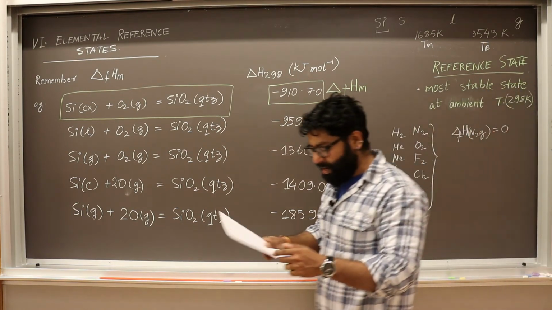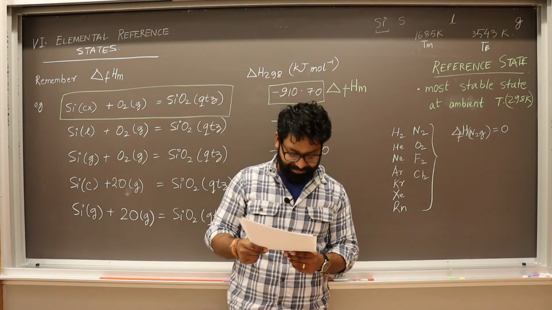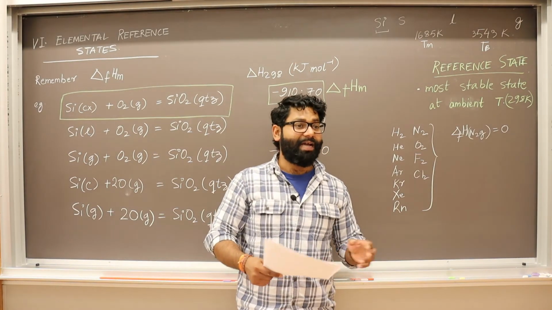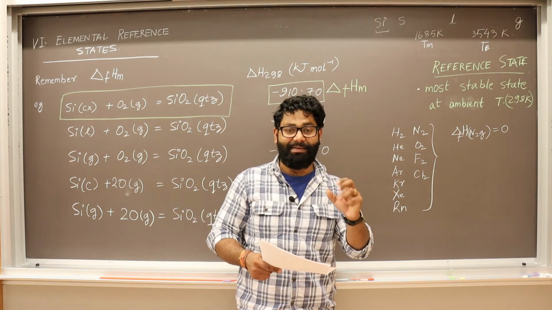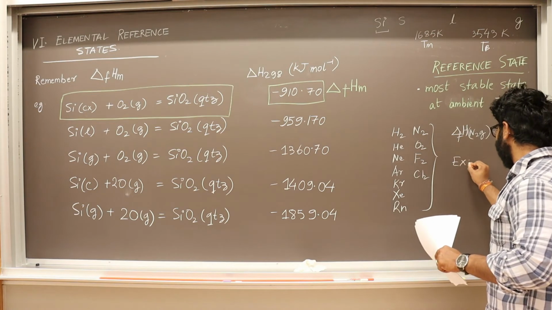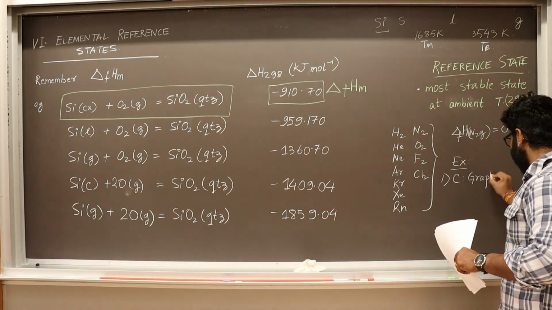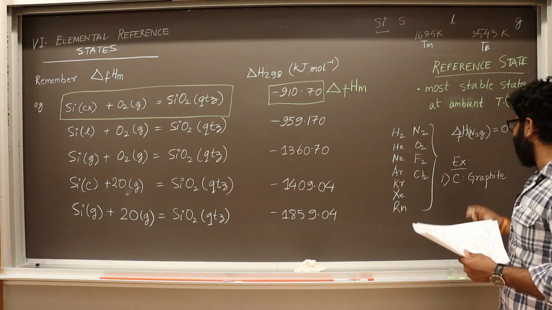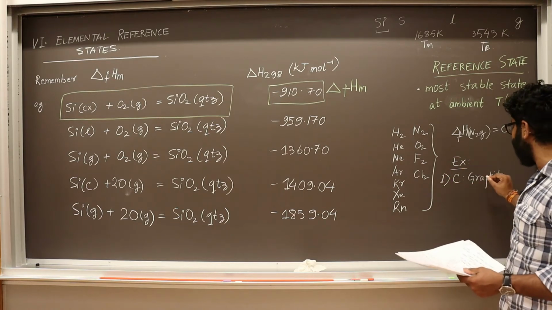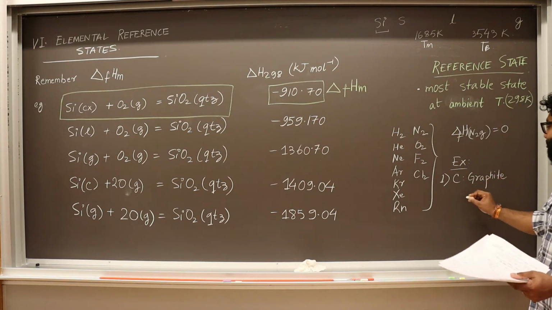Now, there are some exceptions to this most stable thing. The notable exceptions are, there are 4 exceptions. The first is carbon, okay? The reference state for carbon, I'm just noting down the exceptions here, is graphite. Now, carbon's most stable state at the ambient temperature may or may not be graphite, depending on the temperatures. But we generally take this as graphite.